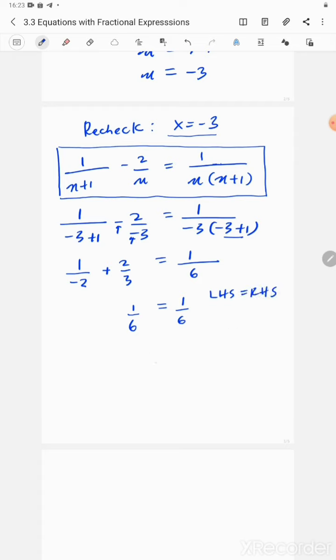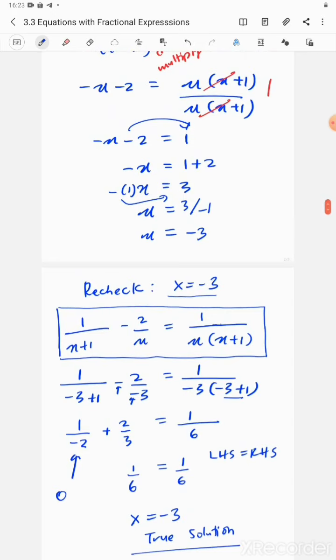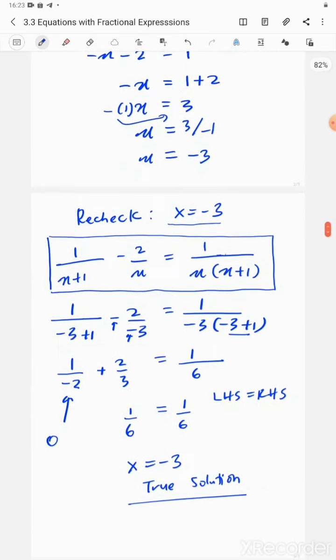So this means that x equal to negative 3 is actually the true solution. This is a true solution. Where for a false one, we get 0 at the bottom. If we get 0, it means a false solution, extraneous. Alright, so I hope you understand the first example. Quite long, but it is very simple actually, but you have to recheck.